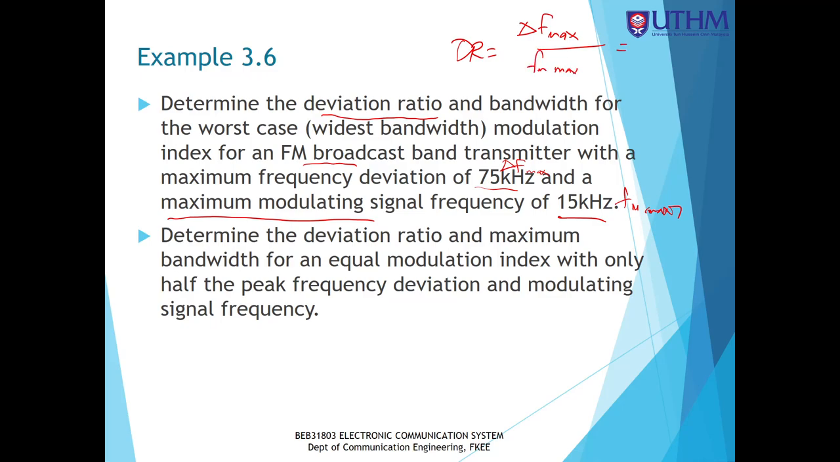So this is 75 kilohertz divided by 15 kilohertz. So this is 5. Okay, equal to 5. So modulation index 5 will produce the widest bandwidth in this example. Okay, so you can cancel this. This is almost similar with the above part. So you can cancel this one.